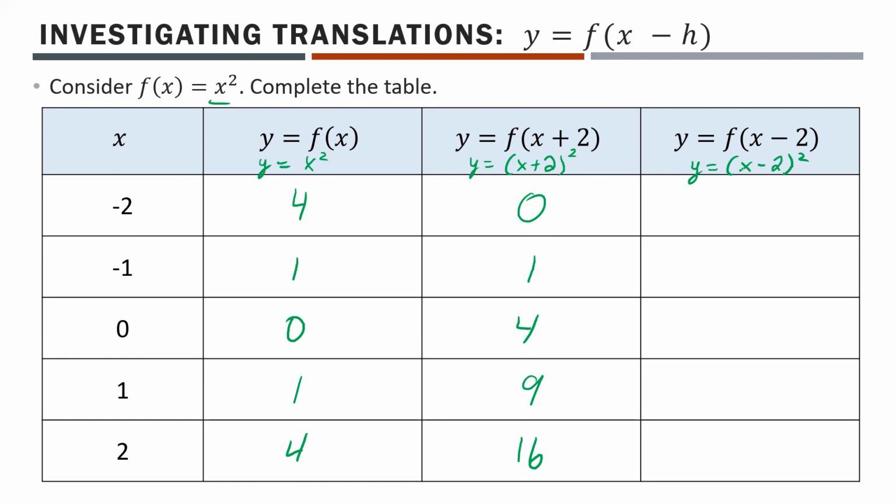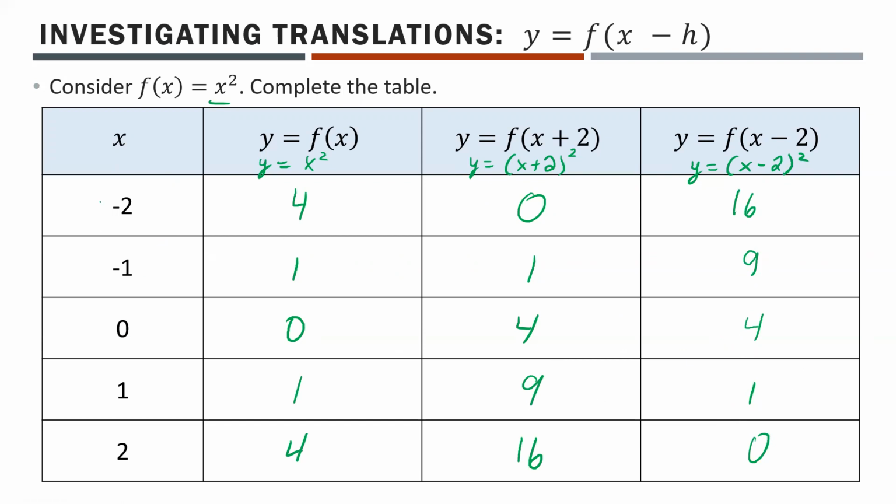What about this next one? x minus 2 squared. If we plug in negative 2, negative 2 minus 2, well, that's negative 4. Negative 4 squared, that's positive 16. What about negative 1? Negative 1 minus 2 is negative 3. Negative 3 squared is 9. 0. 0 minus 2 is negative 2. Negative 2 squared is 4. 1. 1 minus 2 is negative 1. Negative 1 squared is 1. And then 2. 2 minus 2 is 0. 0 squared is 0. Hopefully that wasn't too quick for you, but it is, again, just calculation.